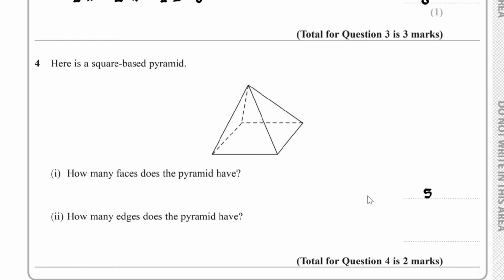Then, how many edges does the pyramid have? Well, let's just count. We've got 1, 2, 3, 4, 5, 6, 7, 8. We have 8 edges.